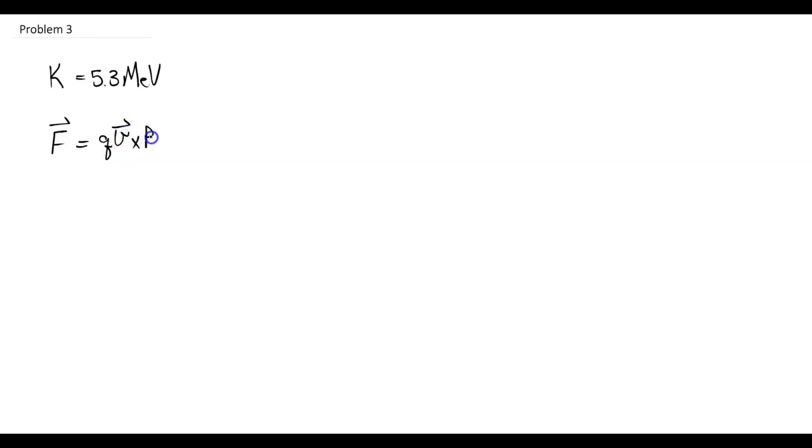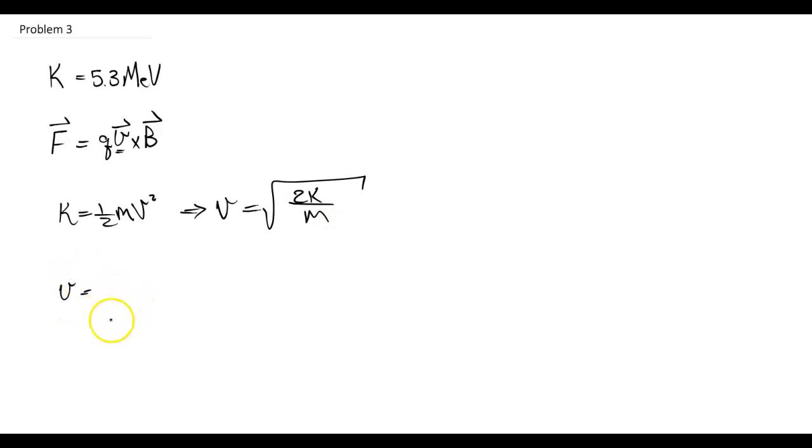So we know that in order to find the force first, we need QV crossed with B, right? So in order to get V, we need to use the fact that K is 1/2 mv squared, which means that V is square root of 2K over M.